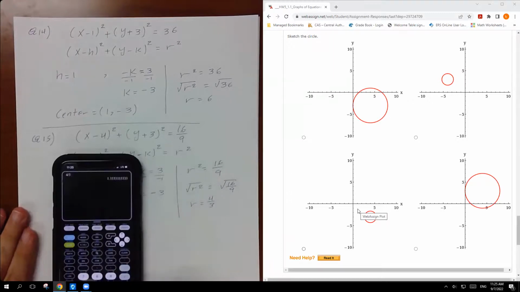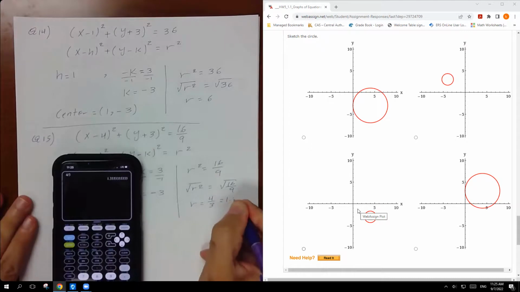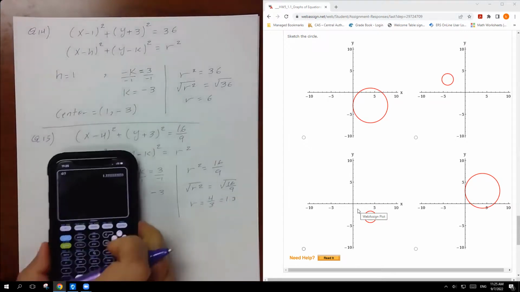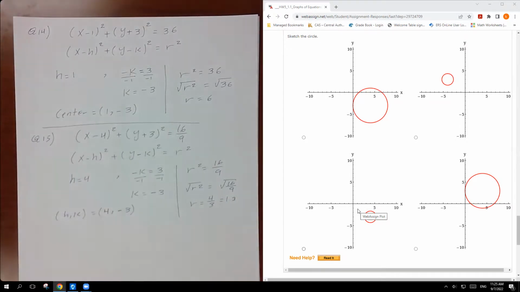4 divided by 3 is going to be about 1.3. That means the distance from the center to any point is going to be 1.3. So if this is the center, check the distance between the center and this point. Here is the center because it's 4. So it's going to be 1, 2, 3. This is more than 1.3, so this is the wrong answer.